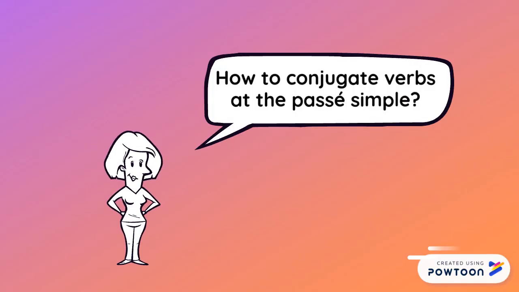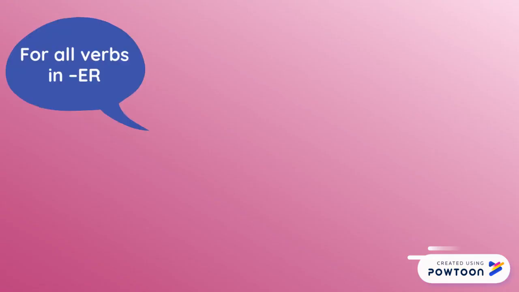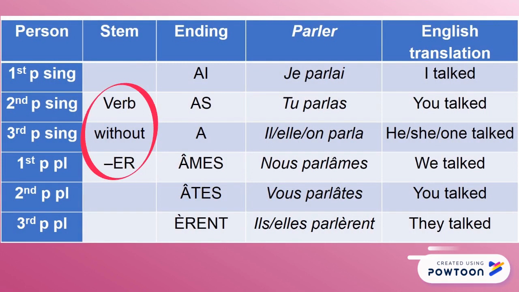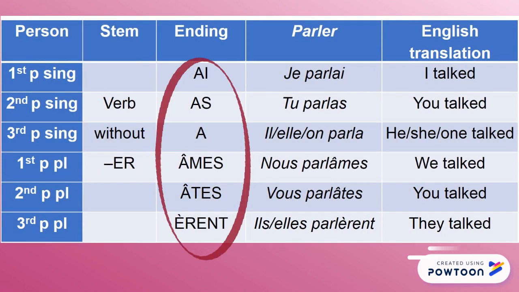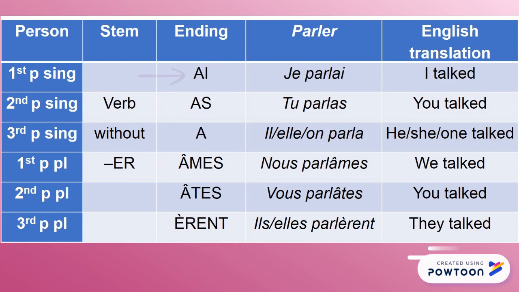How to conjugate verbs at the passé simple? For all the verbs in ER, including aller for once, you take the verb without ER and you add the following endings. First person singular, AI, je parlai, I talked. Second person singular, AS, tu parlas, you talked. Third person singular, A, il, elle, on parla, he, she, one talked.